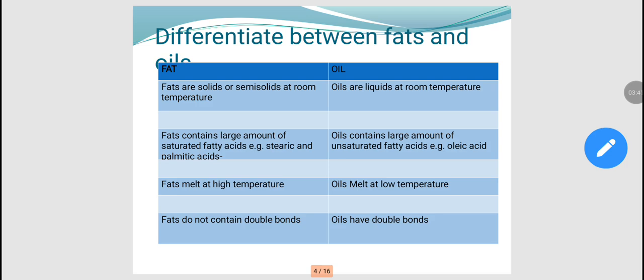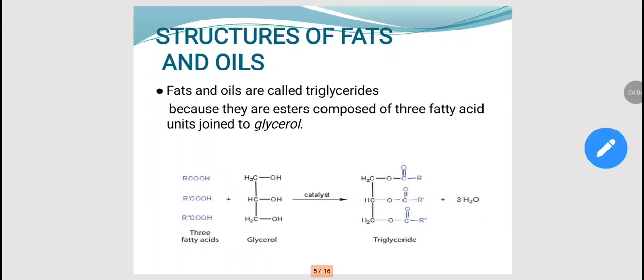First, fats are solids or semi-solids, oils are liquids. Fats contain a large amount of saturated fatty acids, oils contain a large amount of unsaturated fatty acids. Fats melt at high temperature, oils melt at low temperature. Fats do not contain double bonds, but oils have double bonds.